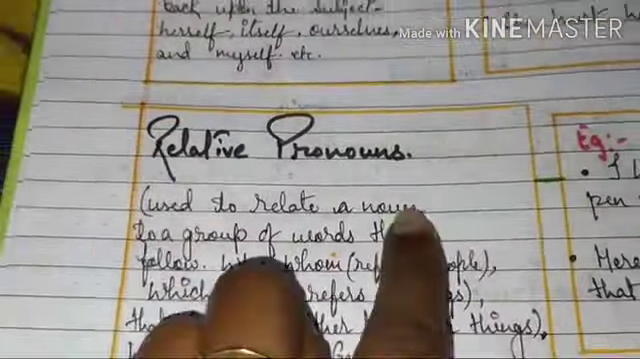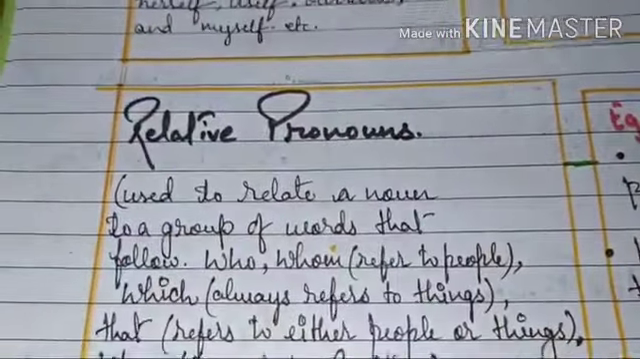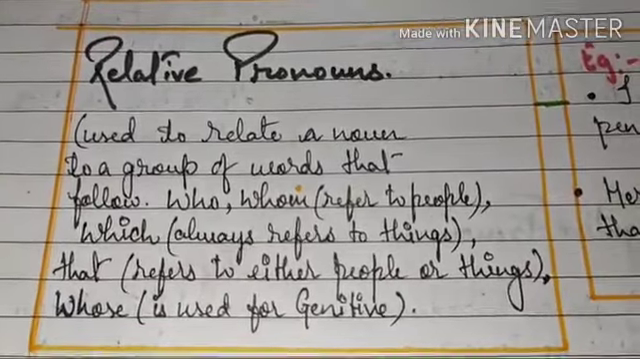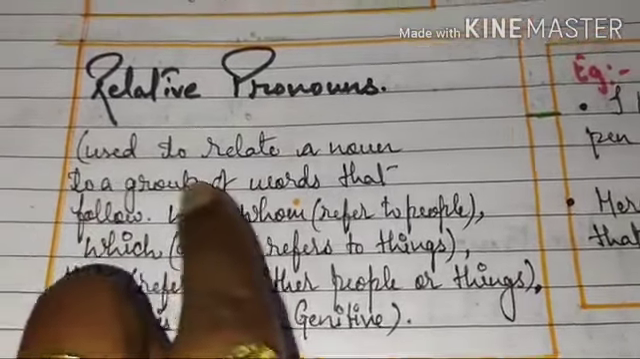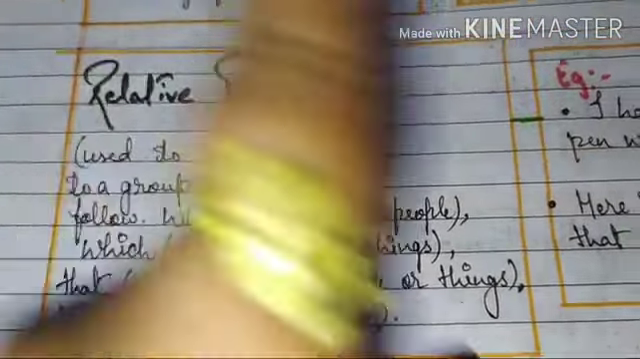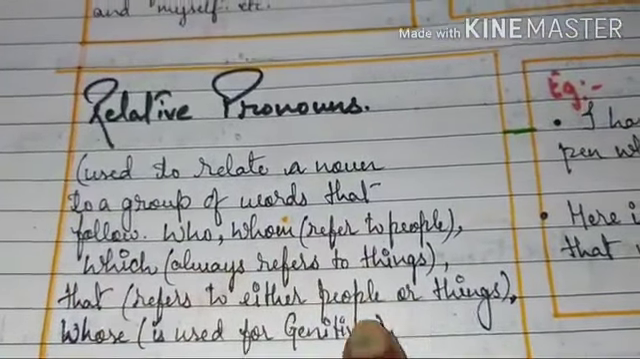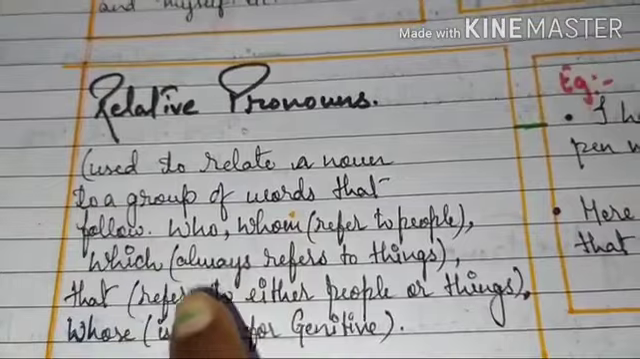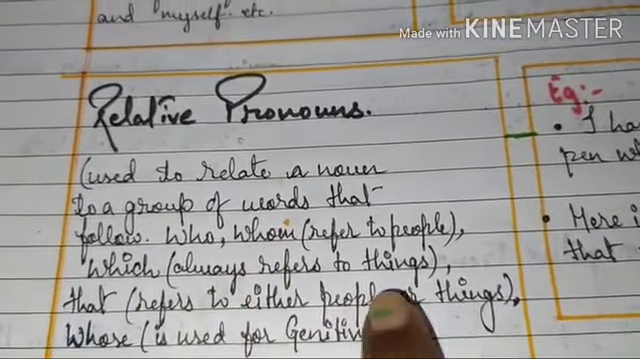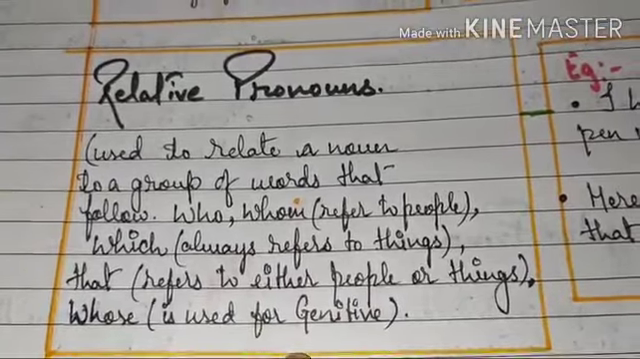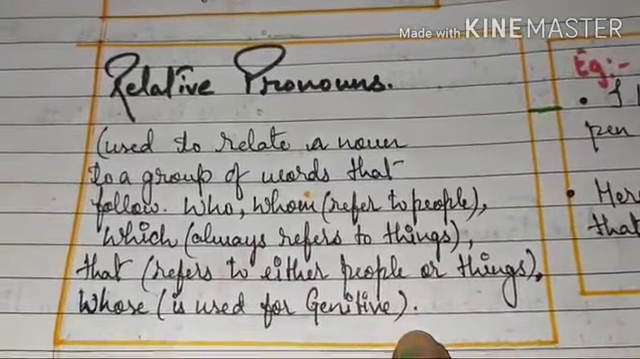Next we have relative pronouns. Relative pronouns are used to relate a noun to a group of words that follow. Who, whom, which refer to people, which always refers to things, that refers to either people or things, whose is used for genitive.